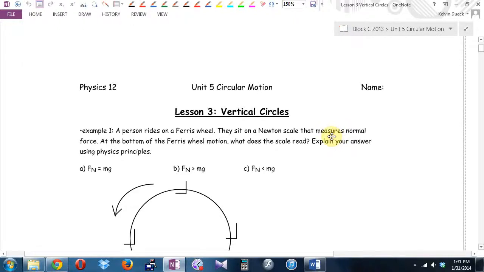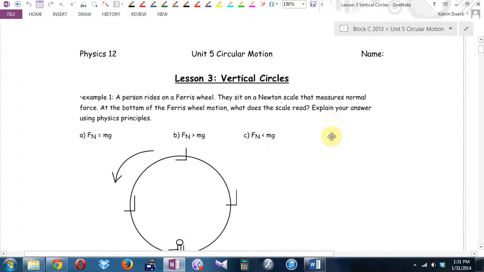Okay? So vertical circles. I don't know if I have time to fit the whole story in and do the lesson, and I got to get to the lesson. That's more important.